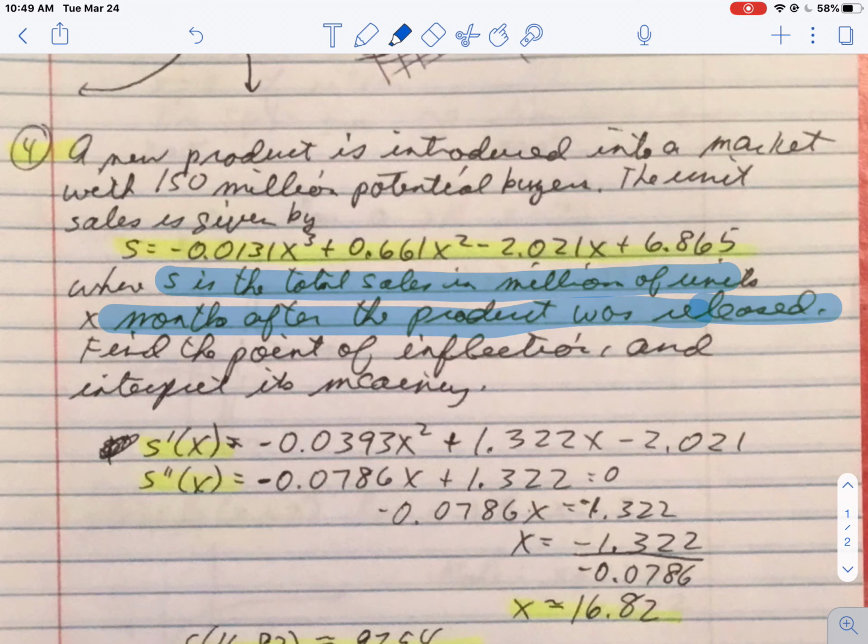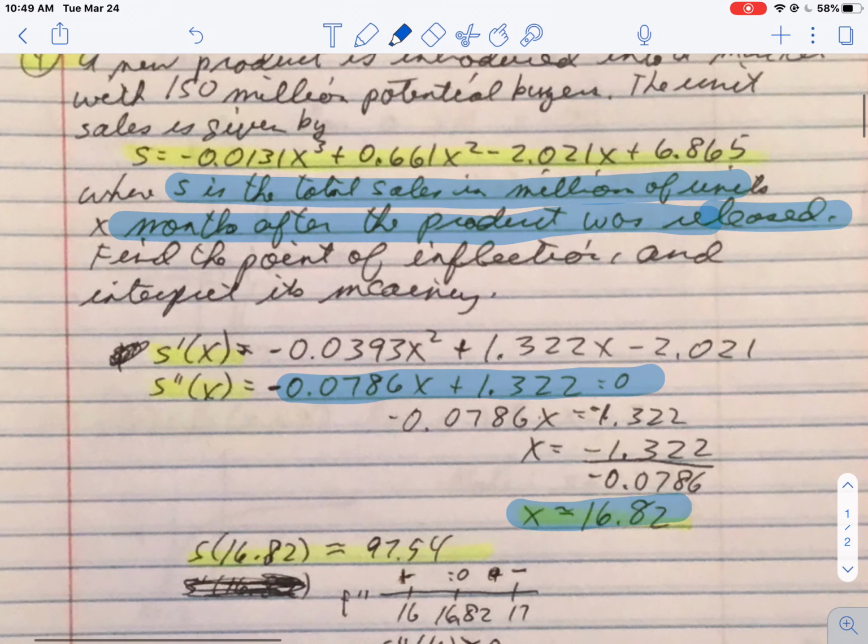All right, so nothing fancy there, we just have funky numbers. Then, since I'm looking for inflection points on our graph, we take our second derivative and set that equal to 0 to find possible inflection points. And if you solve that equation, you do get x equals approximately 16.82. I just rounded that to a couple of decimal places.